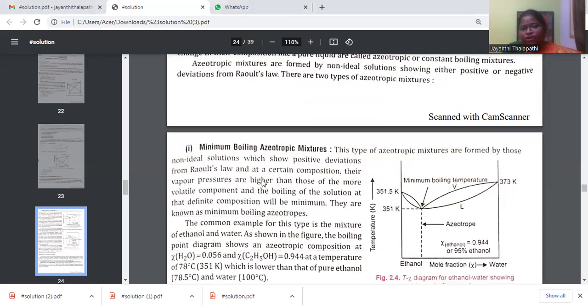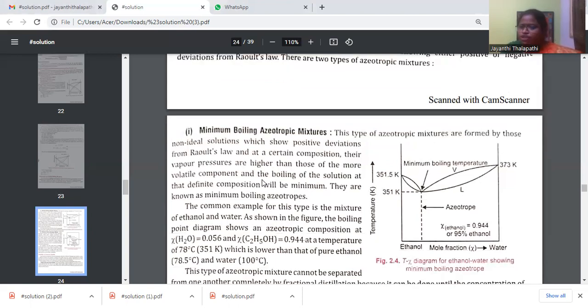What are minimum boiling azeotropic mixtures? Actually, they show positive deviations. Like suppose if I say ethanol and water again, the intermolecular force between the ethanol and water molecules is lower than between ethanol molecules or between water molecules, right? So over there, the boiling point will be lesser, but the pressure will be more, right?